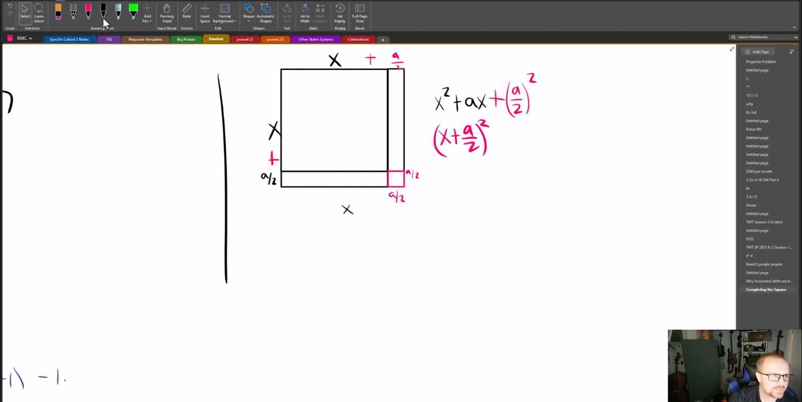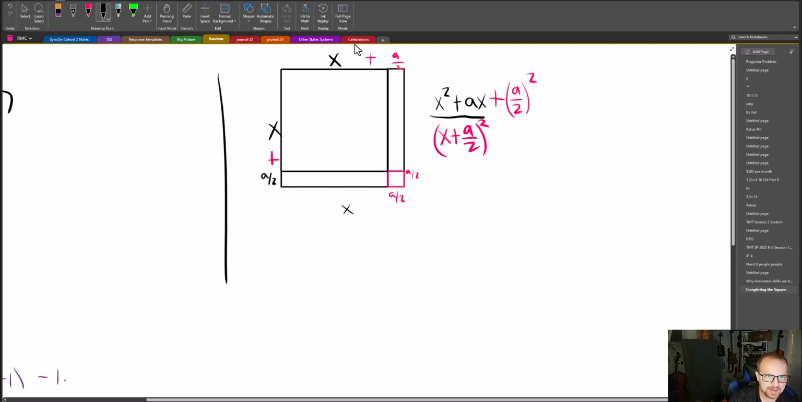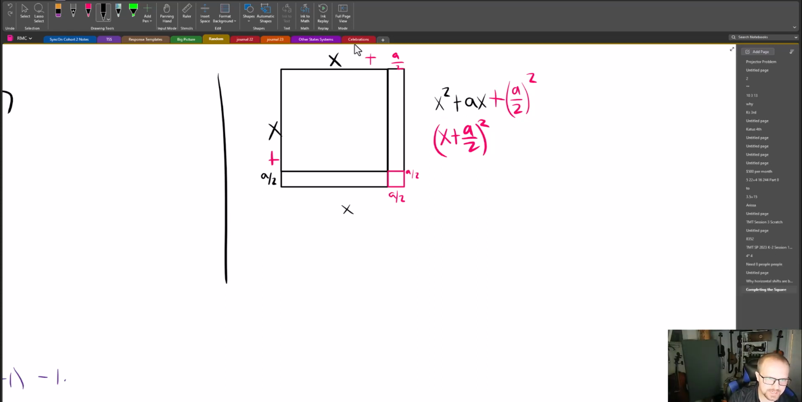The original part of this equation that we had in black was x squared plus ax. That was the original part, and we didn't add anything to that to get here. This pink thing, this plus (a over 2) squared, is not part of the original equation. So we need to compensate for the fact that we added an extra pink square by subtracting it again.